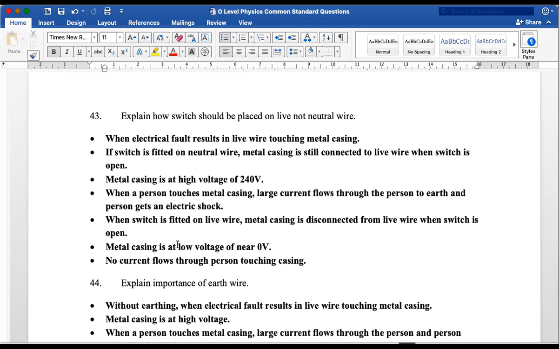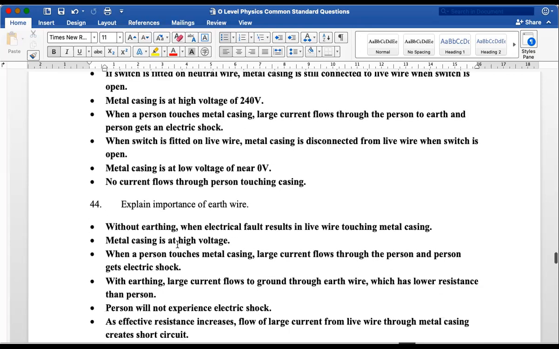Metal casing is at low voltage or near 0 volt. No current flows through the person touching the casing.